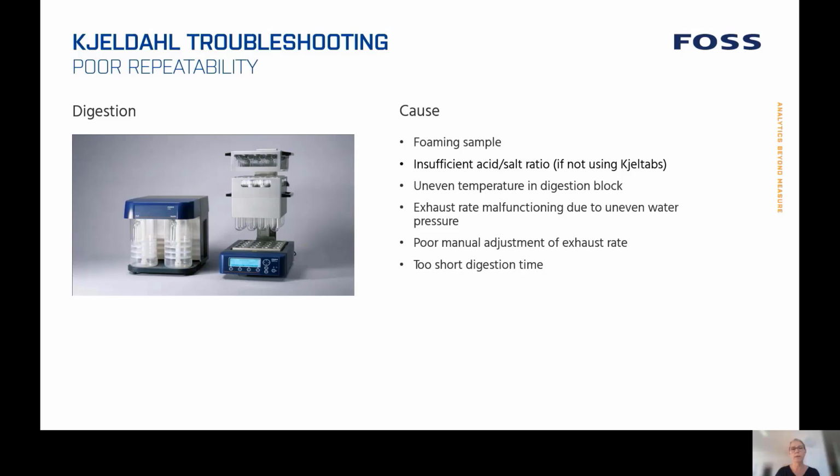If we have poor repeatability, then we can look in the digestion step and check if we have a foaming sample. Could be that we have insufficient acid-salt ratio if we are not using the KJELTABs. Could be uneven temperature in the digestion block. Could be exhaust rate malfunction due to uneven water pressure, or poor manual adjustment of the exhaust rates.